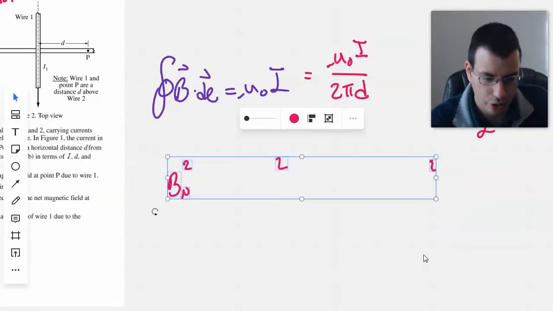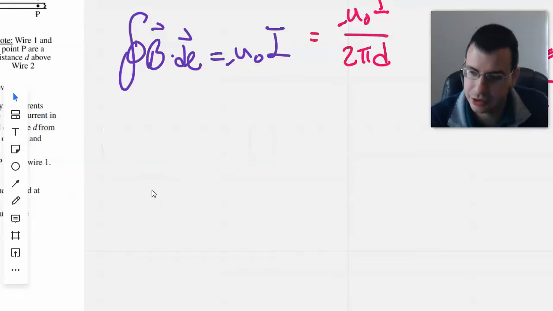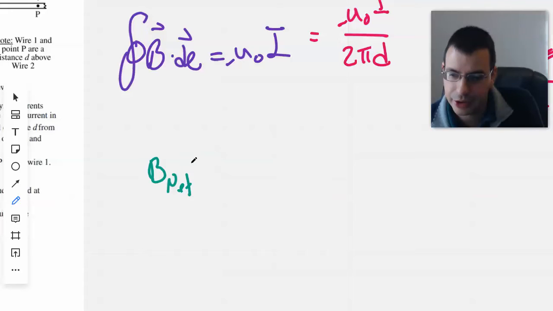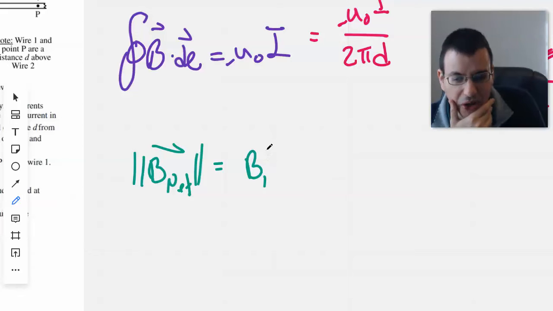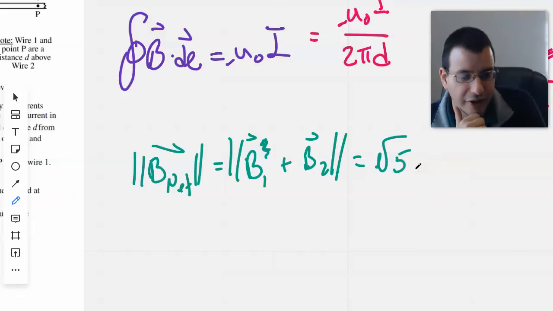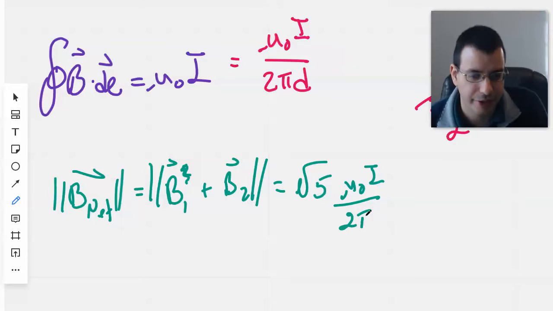So I will redo that as, what? Oh, don't, arg. Green. B net magnitude equals the square root of B1 squared plus B2 squared magnitudes, which equals square root of 5 mu naught I over 2 pi D. There we go.